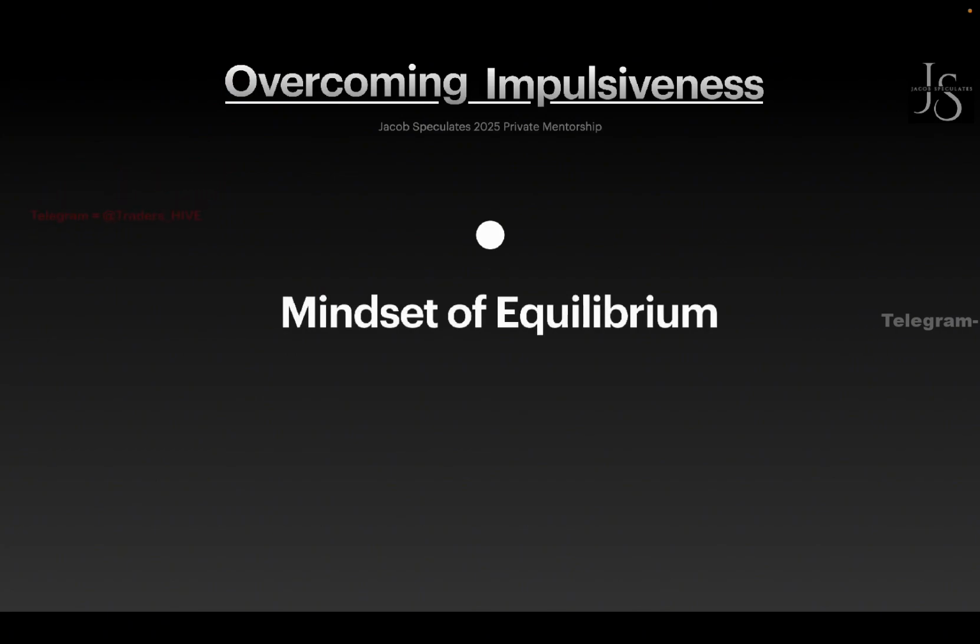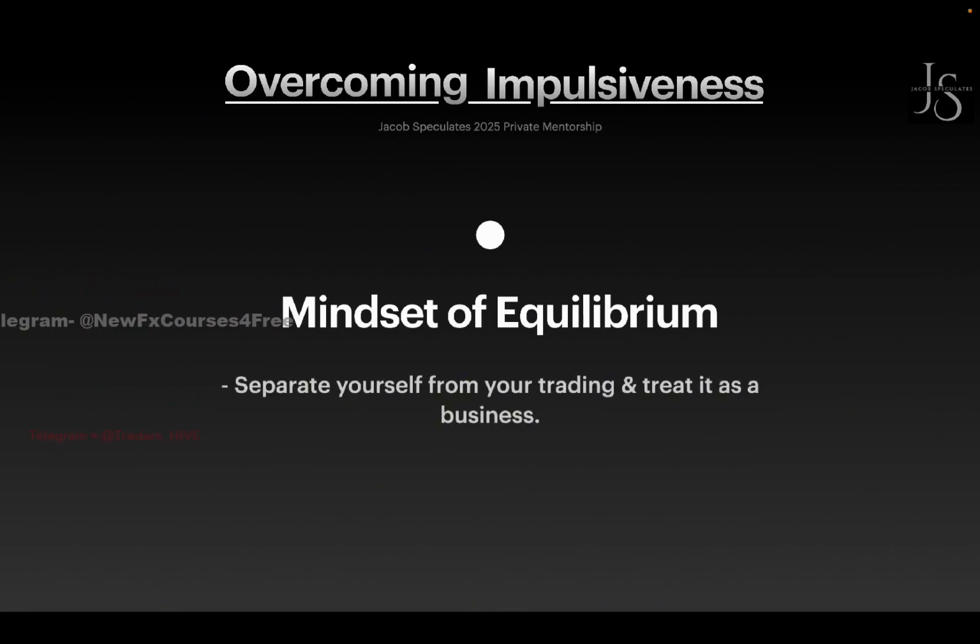So how to stay in the mindset of equilibrium when it comes to impulsiveness is, number one, separate yourself from your trading and treat it as a business. Back to what I was saying earlier, with your work or your family or whatever the case may be causing you to do things within the charts, you need to separate yourself from your trading. Whenever you come into the market, you should not be thinking, oh, somebody said this about me trying to do something in this market, or oh, somebody did that, or oh, I just really want to get out of my job.